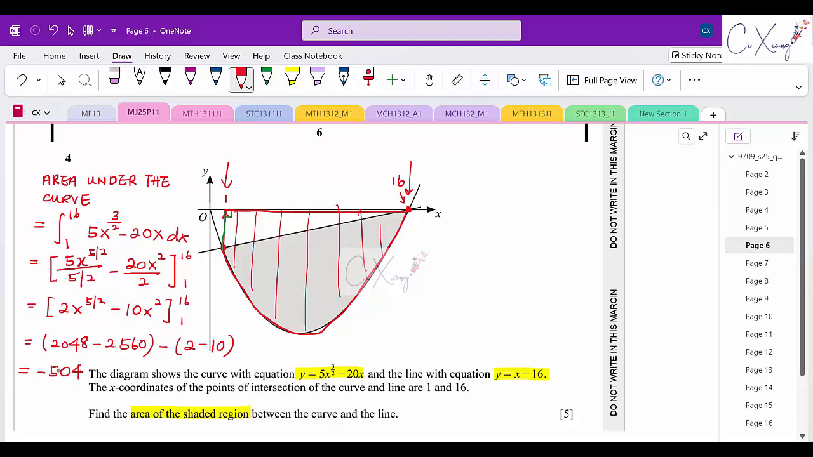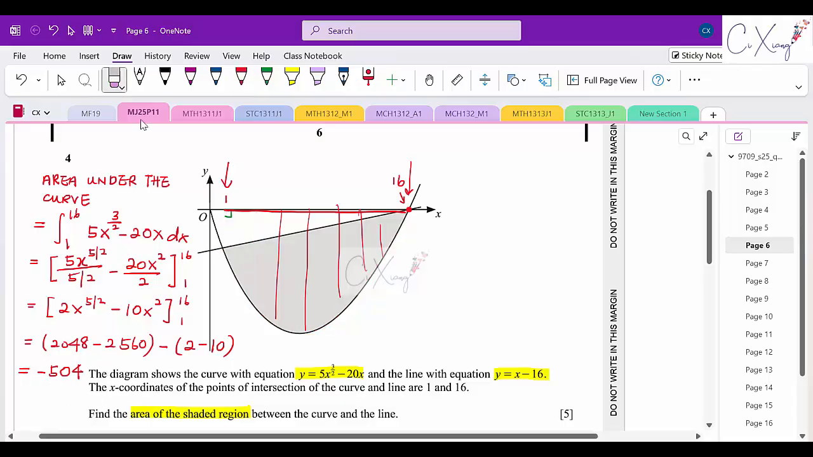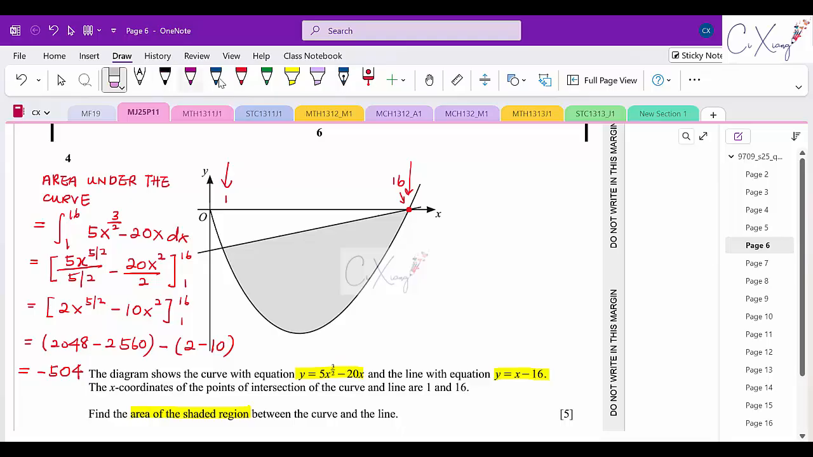Right? And if you have a look, we are looking for the area under the curve, right? Why do we get this negative value? It is because, if you try to observe the diagram here, the area is below the x-axis. Therefore, when we integrate the equation, we should be getting a negative value because it is below the x-axis. But for the area that I want to find, we assume that everything is positive. Area shouldn't be negative. So we are allowed to directly make it become a positive value, which is 504.